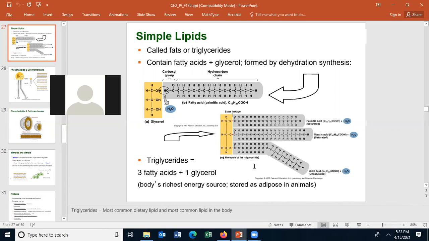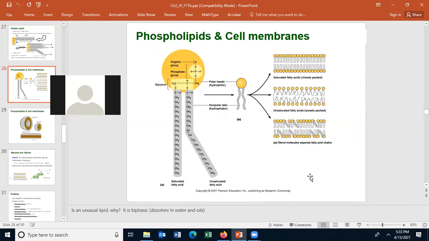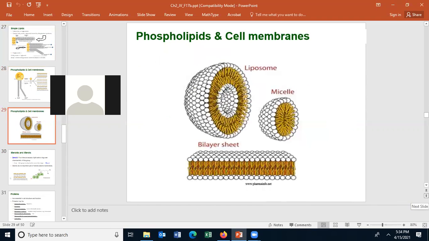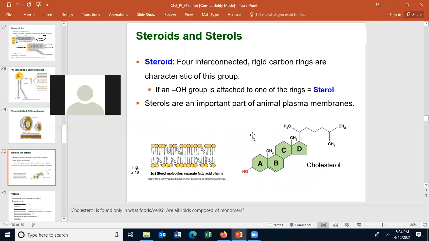I don't want to call that a polymer because it's only four parts. And the phospholipid also has monomers. It has the phosphate group and then 2 fatty acid monomers. So some of the lipid molecules are made up of monomers, the phospholipids and the triglycerides. And then there are other lipid molecules that do not have monomers. And all of the steroids and the sterols do not have monomers.